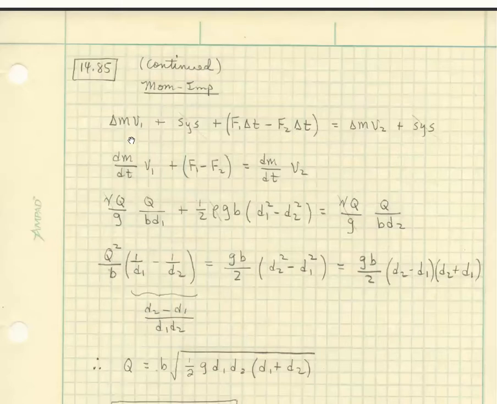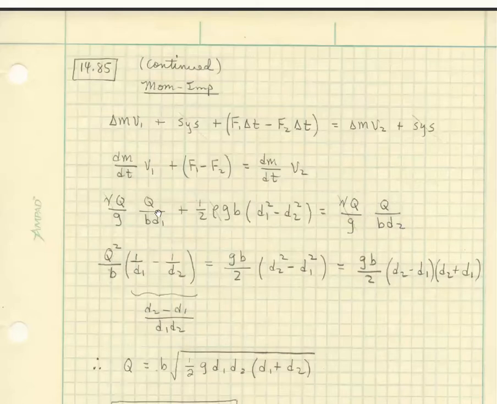Divide through by delta T and you end up with dm dt times V1 plus F1 minus F2 right there, and then dm dt times V2 over here. The dm dt from the previous page can be written as specific weight times Q divided by G. The V1 can be written as Q over B D1. The F's are 1/2 rho G B D1 squared and 1/2 rho G B D2 squared. And then again, dm dt is gamma Q over G, and then V2 is Q over B D2.